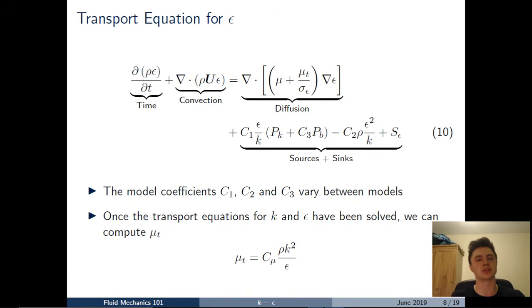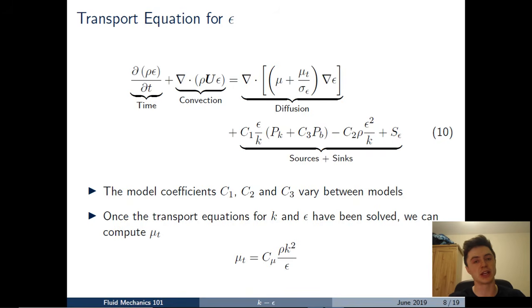Now the transport equation for epsilon is very similar. Again, we have a time derivative, a convection term on the left hand side and a diffusion term on the right hand side. Then we also have sources and sink terms there, which are indicated by the underbrace. But what you'll also notice here with the sources and sinks is that we've got some empirical model coefficients, C1, C2 and C3. Now these empirical model coefficients will vary depending on the variant of the k-epsilon model that you choose. They'll vary between standard, RNG and realizable, and they'll also vary between which variant of each of those models that you choose. And that's what I'm really going to focus on today.